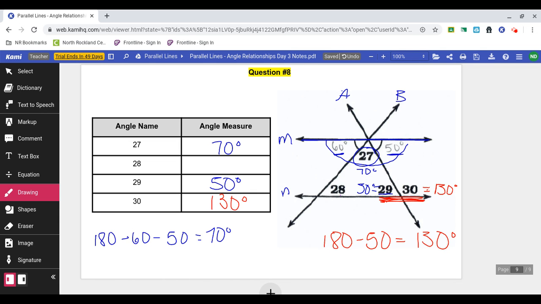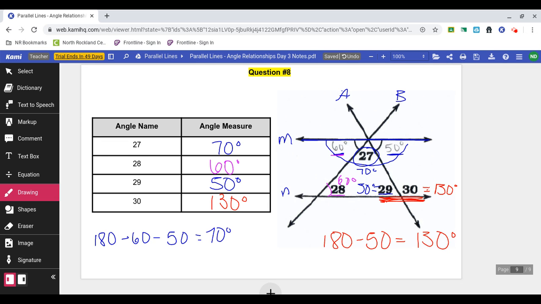Well, angle 28 and the angle that equals 60 are alternate interiors. They are on opposite sides of this transversal, and they're inside the two parallel lines, making them alternate interior, which also makes them equal to each other. So I know angle 28 has to be equal to 60 degrees.